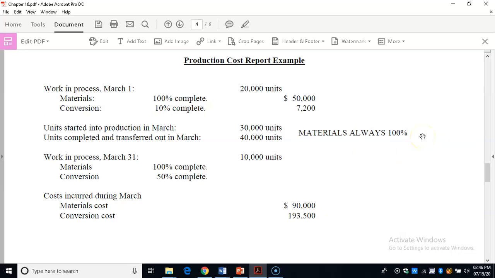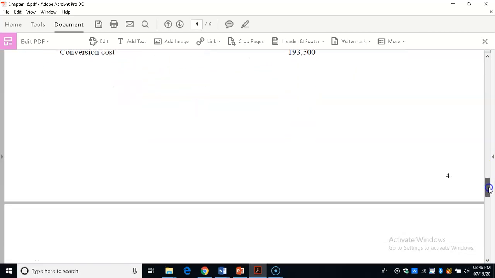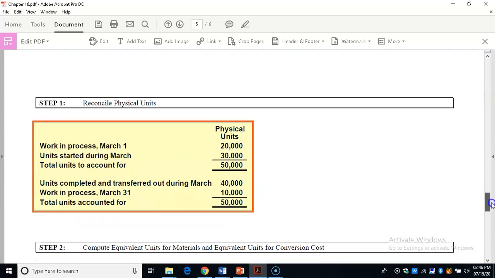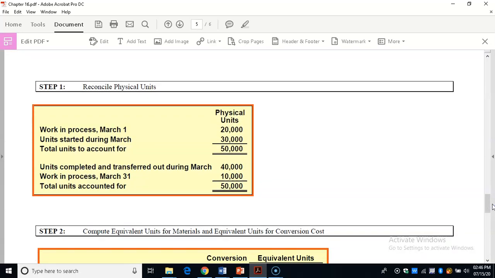So based on the information here, we're going to go ahead and start working on the 4 steps. Okay, so the first step is to reconcile physical units. And that means to figure out how many units you have at the beginning, how many units you start working on, how many units you complete, how many units are left over at the end.